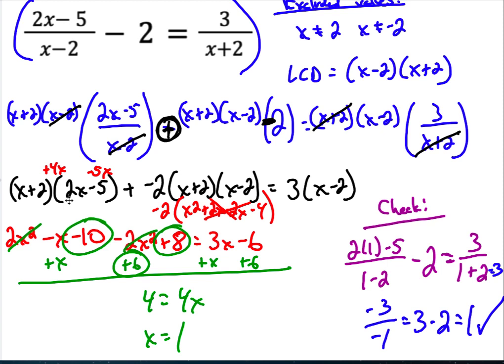So just some more elaborate problems, more steps involved, but it's the same process. Find those excluded values, find that least common denominator, multiply everything with the least common denominator to rationalize those denominators, and then we just solve it like we normally would.